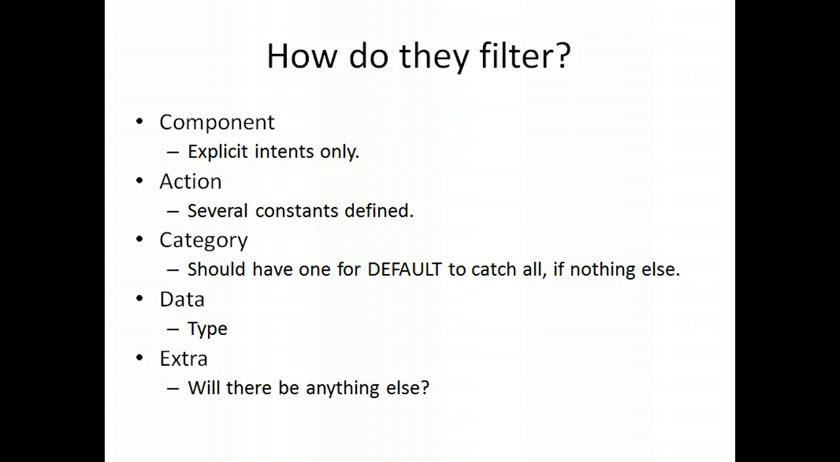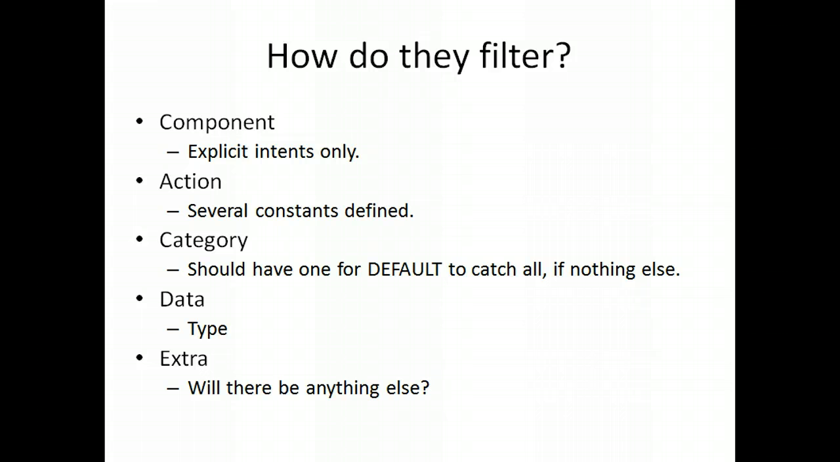Everything else is implicit intents. That means I'm not going to specify exactly what should do this action. I'm just going to say what I need. So we'll start with an action. There's several constants defined for actions, like picking a file, starting the camera, something like that. But that's one constant. Category, that's the one I have a little hard time putting my finger on exactly what it is. It's just something that helps to filter down the list once you have actions.